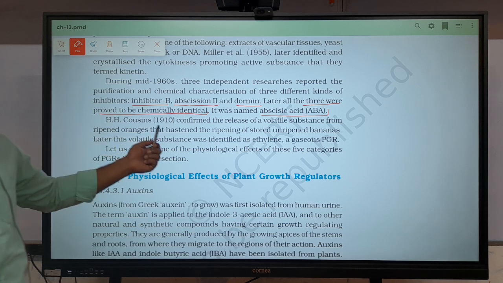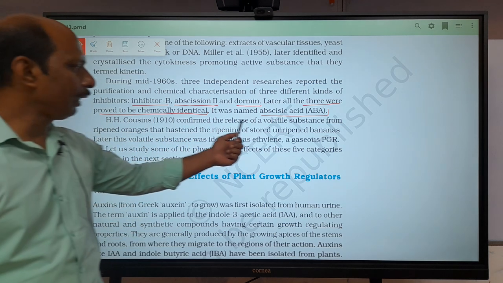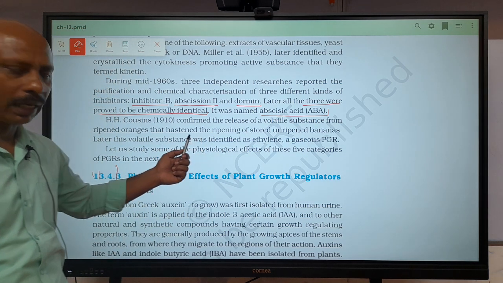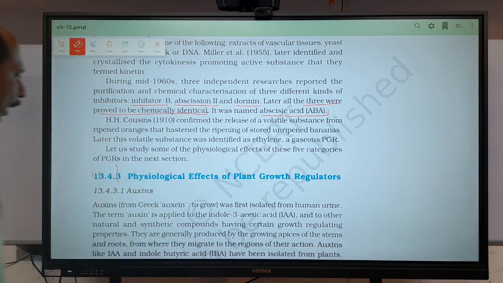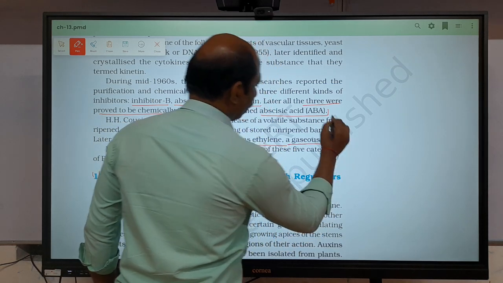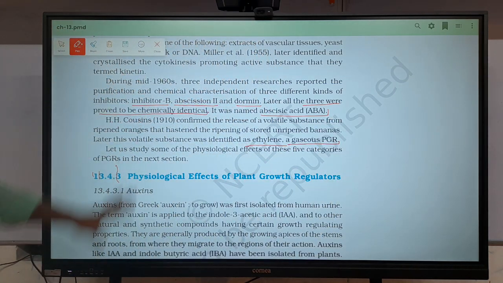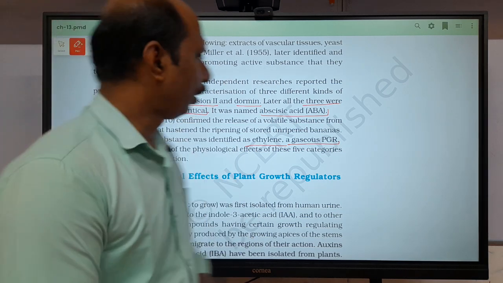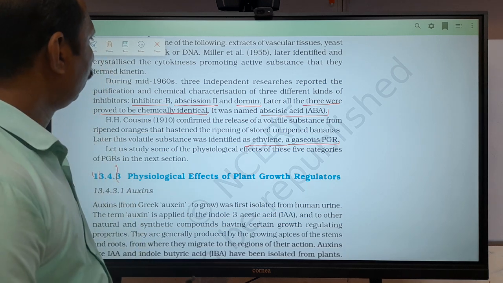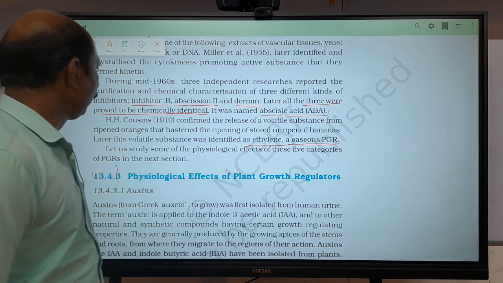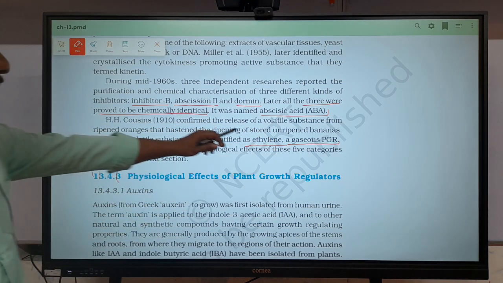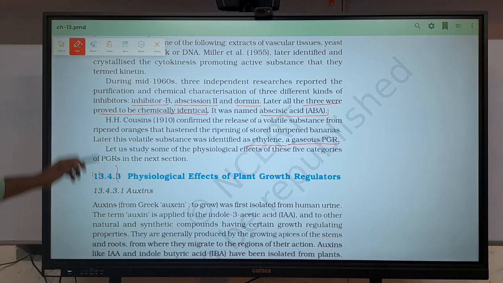Now H. Cousins in 1910 confirmed the release of a volatile substance, that means gaseous form, from ripened oranges that hastened the ripening of stored unripened bananas. Later this volatile substance was identified as ethylene, a gaseous PGR, right. So this is the discovery of different PGRs: auxin, then after E. Kurosawa, gibberellin, then after Skoog, kinetin, then abscisic acid, and lastly the gaseous PGR. Who discovered this gaseous PGR? H. Cousins. Okay.